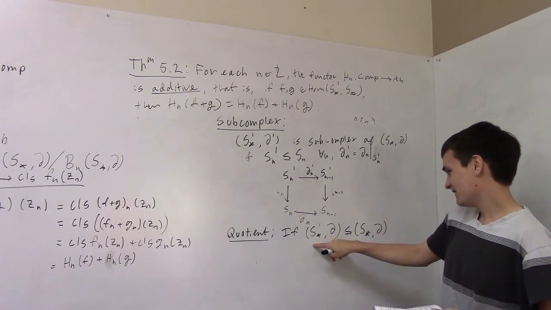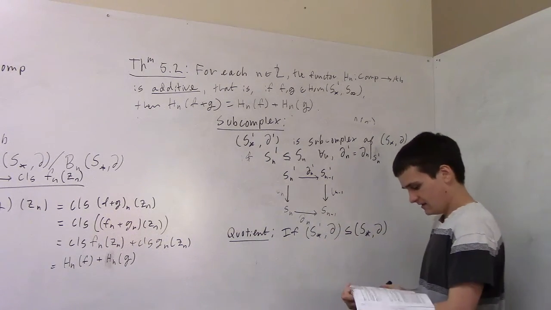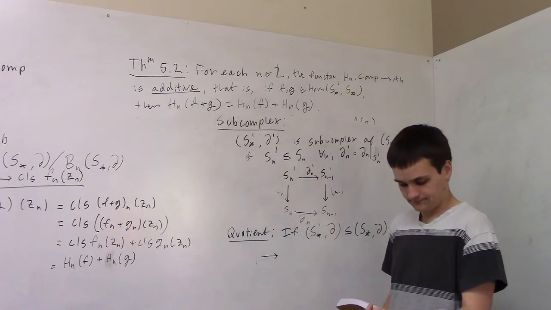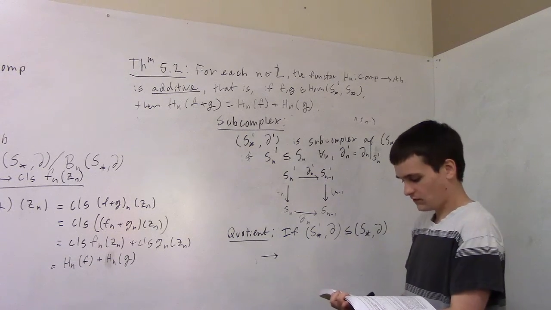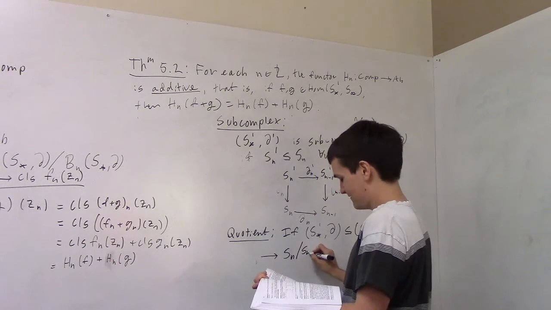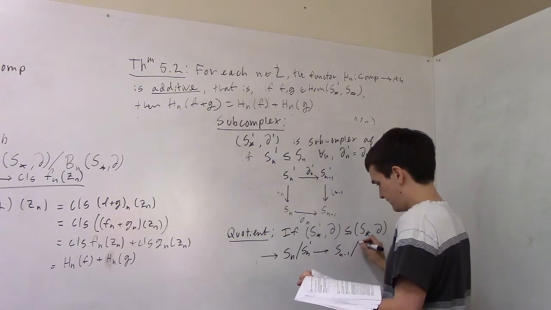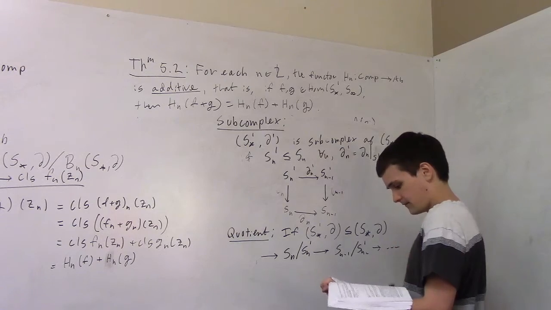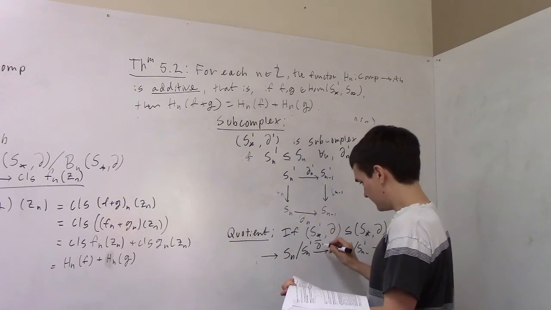If S star prime is a subcomplex of S star, then we just have to define the quotient. So we're talking, of course, term-wise, essentially, and we're talking about abelian groups, so quotients make sense because all subgroups are normal. Right, so the factor groups are well-defined. So Sn over Sn prime, Sn minus 1 over Sn minus 1 prime, and then defining the mappings.